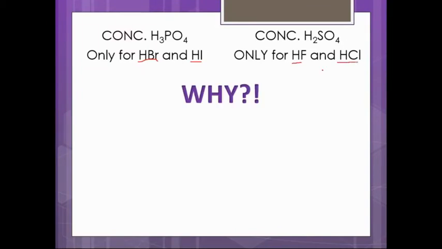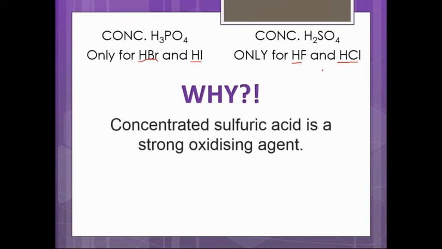Why? Well, as many of you found out, the problem with sulfuric acid, and I say problem, it's the thing that makes it so useful. As we saw on that website, sulfuric acid is one of the most widely produced chemicals in the world, because concentrated sulfuric acid is a strong oxidizing agent. That means it's really useful for oxidizing reactions. But if you have it with something that is going to be oxidized further than you'd want, you will get unintended products.